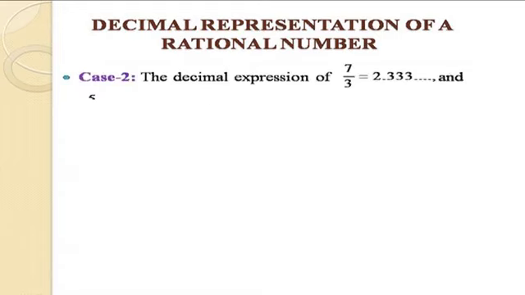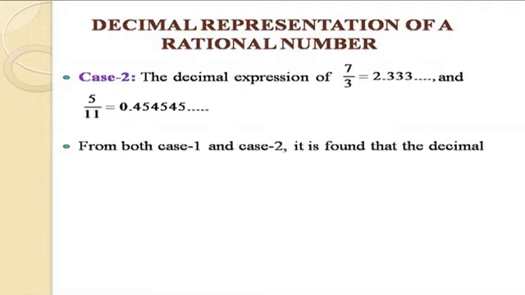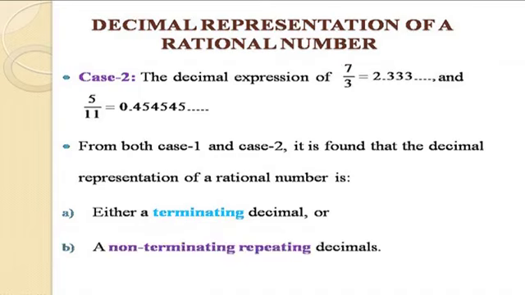Case 2. The decimal expression of 7 upon 3 equals 2.333 up to infinity. That is, 3 is repeating after one decimal place, and 5 by 11 equals 0.454545 up to infinity. That is, the 2 digits 45 are repeating. From both case 1 and case 2, it is found that the decimal representation of a rational number is either a terminating decimal or a non-terminating repeating decimal.